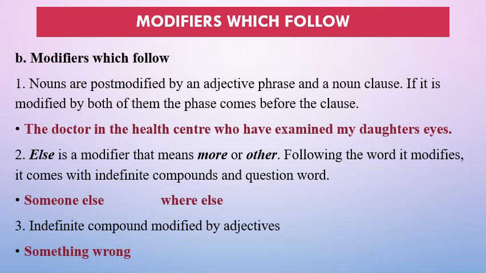Right. The last one is the indefinite compound when it is modified by an adjective. In this case, it is not else, it is an adjective which modifies the indefinite compound. You can say something wrong, something important, something interesting, or anything important, nothing important, or whatever. Okay?